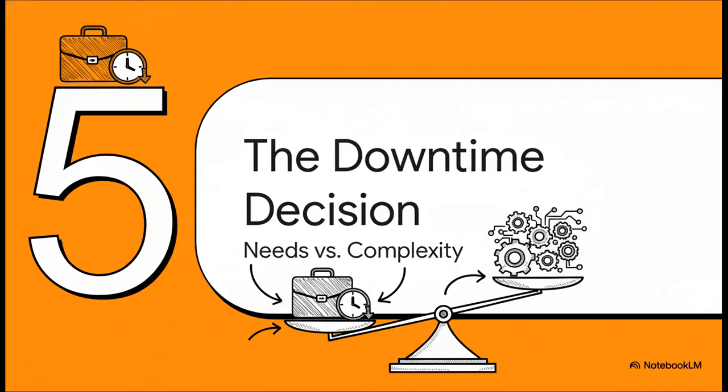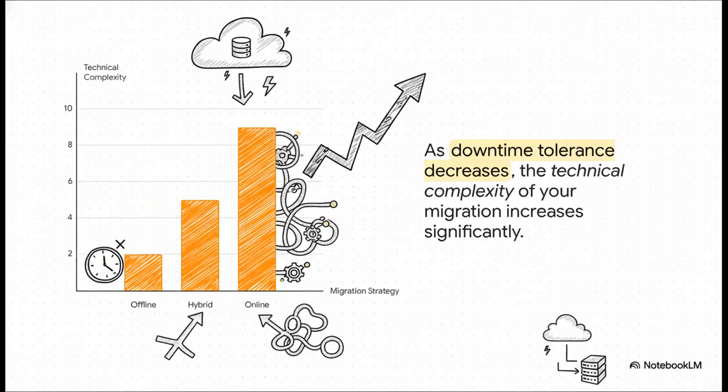So, as we start to bring this all together, it becomes pretty obvious that your migration strategy is really a balancing act. It's this constant trade-off between what the business needs, minimizing user impact, and the technical complexity and engineering effort it's going to take to pull it off. And this chart just says it all, doesn't it? As your tolerance for downtime goes down, the complexity of your migration plan goes way up. An offline migration is low complexity, but you need that downtime window. An online migration gives you that near zero downtime, but it comes at the cost of much higher technical complexity.